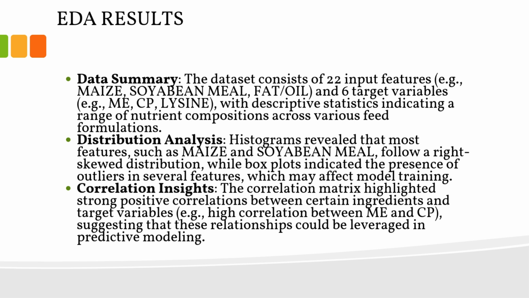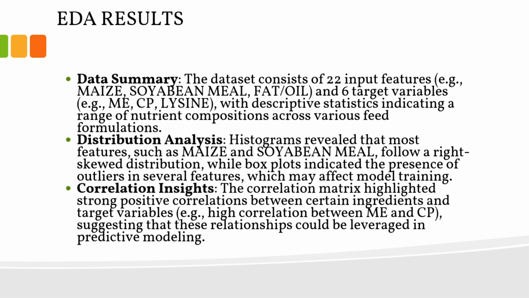Exploratory data analysis. When you look at the results, you find that the dataset consists of 22 input features, which has maize, soya bean, and whatever. Then in the analysis, we used histograms to visualize and reveal that most of the features, such as maize and soya bean, follow a right skewed distribution. A right skewed distribution shows that most values fall within a certain given range, and a few of them are exceptionally high.